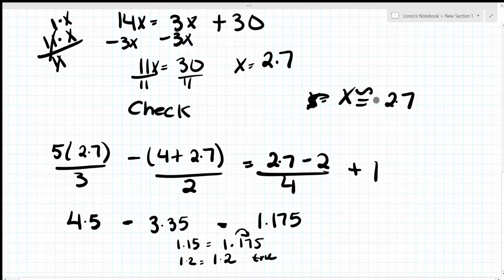Now I put approximately because remember the decimal keeps on going. It's actually 2.722. It keeps on going, so that's why I say approximately. Okay, so that was B.